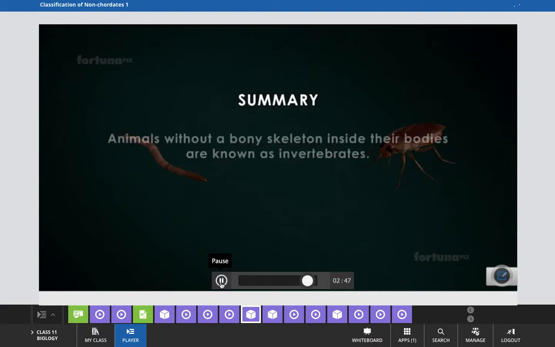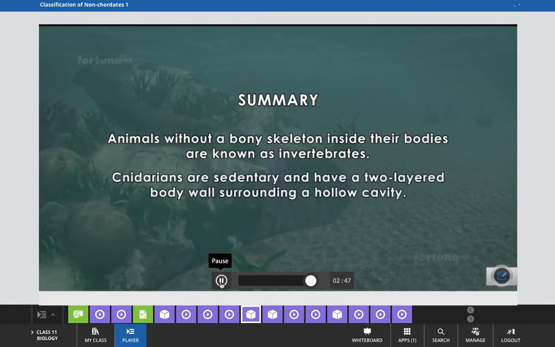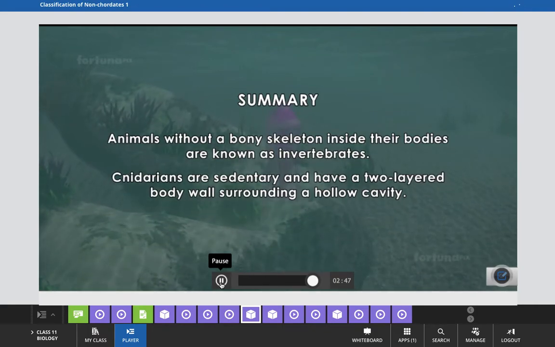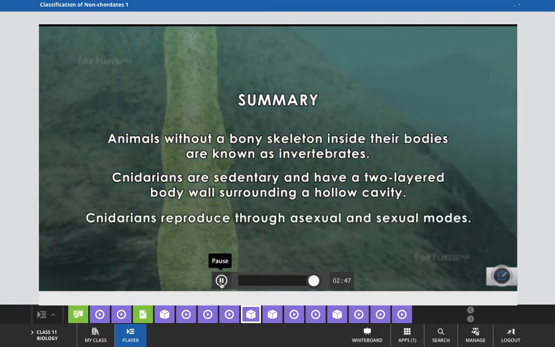Summary: animals without a bony skeleton inside their bodies are known as invertebrates. Cnidarians are sedentary and have a two-layered body wall surrounding a hollow cavity. Cnidarians reproduce through asexual and sexual modes.